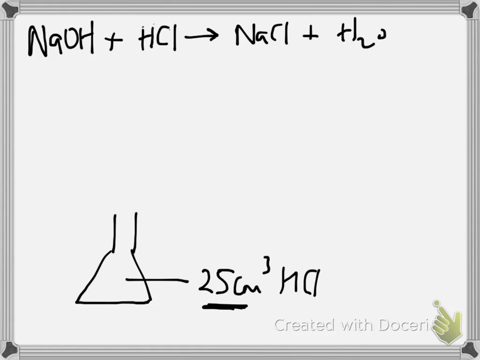Now, what type of apparatus would I put the alkali in to do a titration? If you can't remember the name of it, tell me what it looks like. Would I just add it from a beaker? No. What type of apparatus do I use in that case?